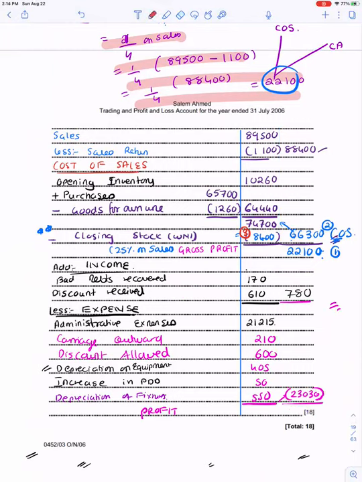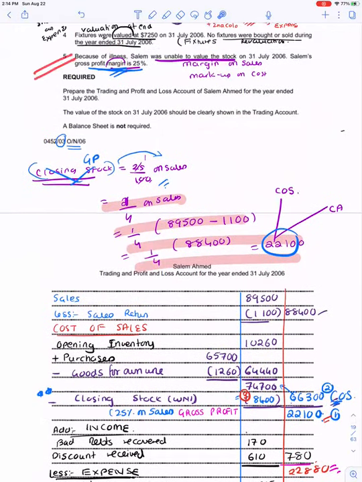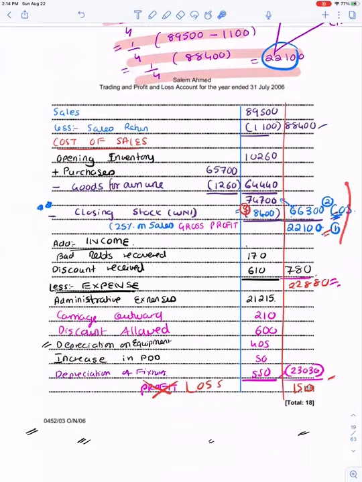Let's see. 22,100 plus 780 gives you 22,880 minus 23,030 will give you 150, which is not a profit, which is loss. I purposely did this mistake because this is a common mistake which is done by everyone. You need to read the question properly, and you need to arrive at the proper figure in proper way.